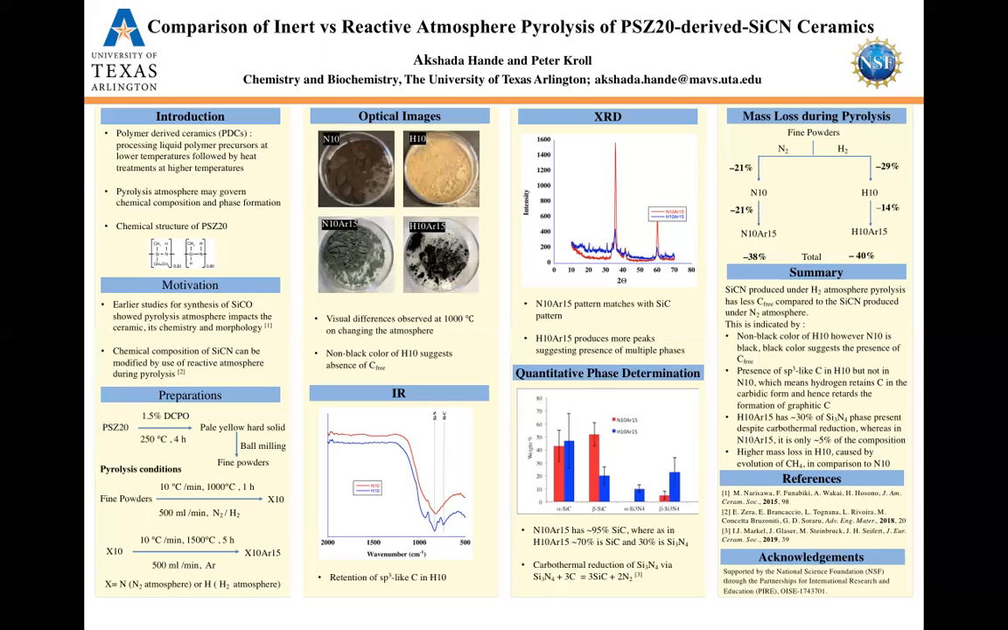We already see the differences in the amorphous ceramics. Under nitrogen, we get the black sample. Under hydrogen, it is not black. The black color signifies the presence of free carbon. Free carbon is basically carbon which is bonded to other carbon atoms only. When it is attached to different atoms such as silicon or hydrogen, it is called carbonic carbon.